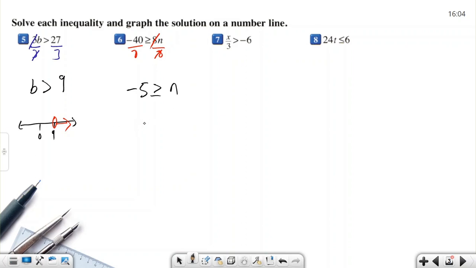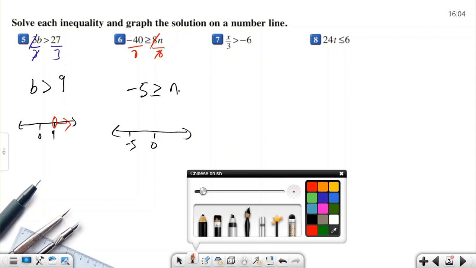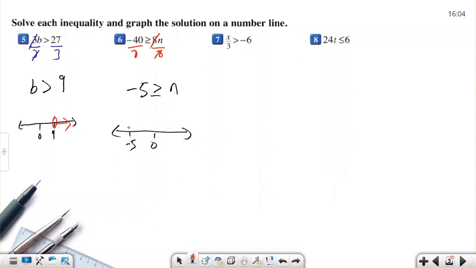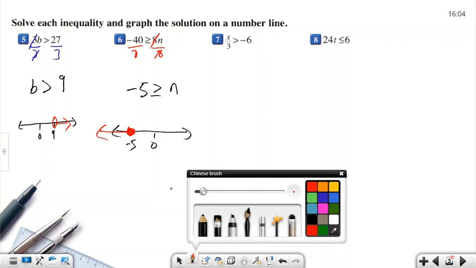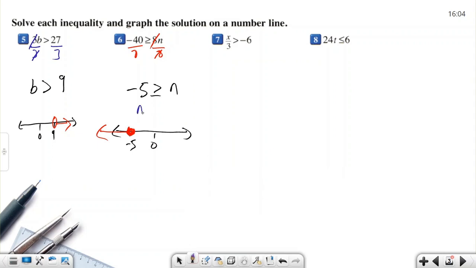So you can draw the same idea. Let's do it. 0, negative 5. This time negative 5, as you see there's an equal sign, so I need to fill this circle on the negative 5. And n is smaller than these numbers, so less than negative 6, negative 7, negative 8. So the left side. Here n is smaller. So negative 5 is bigger than n. So I can tell you n is less than or equal to negative 5.